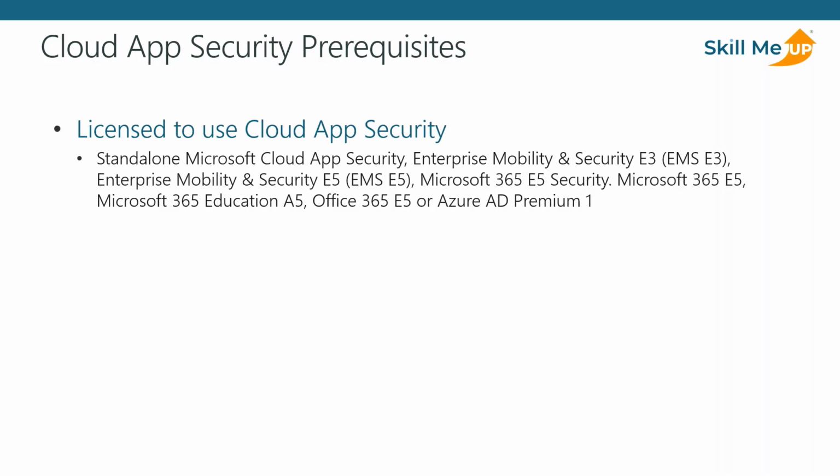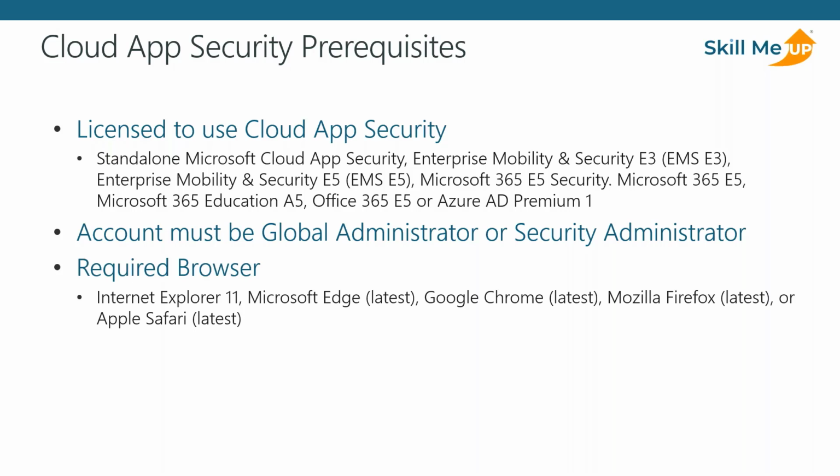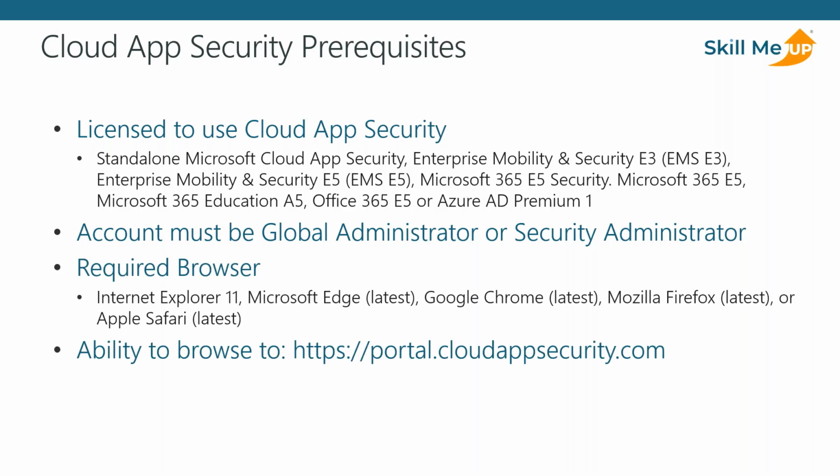You need to be licensed to utilize Cloud App Security. So there's a standalone license, as well as the EMS licensing, as well as the Microsoft Security licensing, and the E5, A5 education and regular Office 365 licensing, as well as Azure AD Premium 1 does include Cloud App Security. Obviously, your account must be global administrator or a security admin to be able to make changes. And then, of course, use the required browser. And then you need to be able to access portal.cloudappsecurity.com, which will actually redirect to your domain.portal.cloudappsecurity.com. And then you can obviously go and configure as needed.